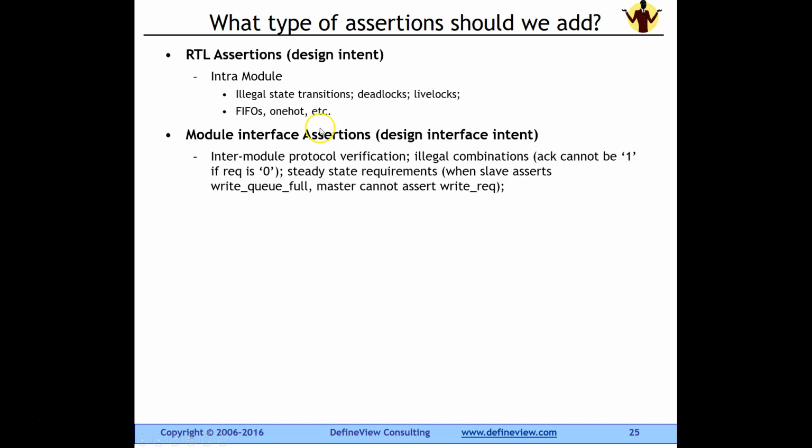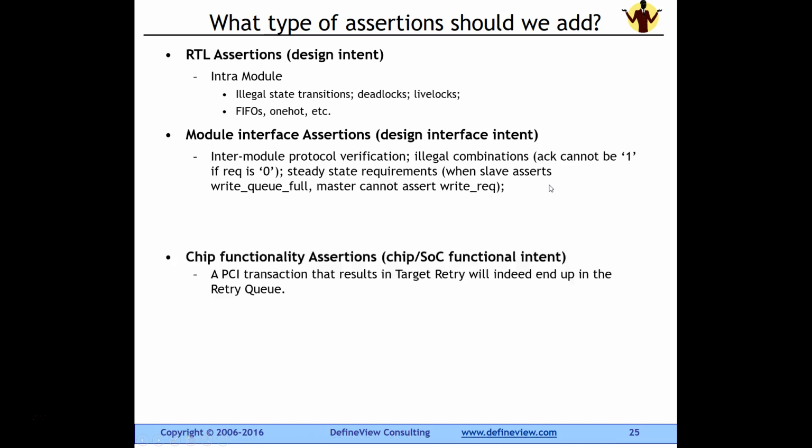Module interface assertions. Intermodule protocol verification. Illegal combination: ACK cannot be 1 if REQ is 0. Steady state requirements: when the slave asserts write queue full, the master cannot assert write request. So, RTL assertions, module interface assertions.